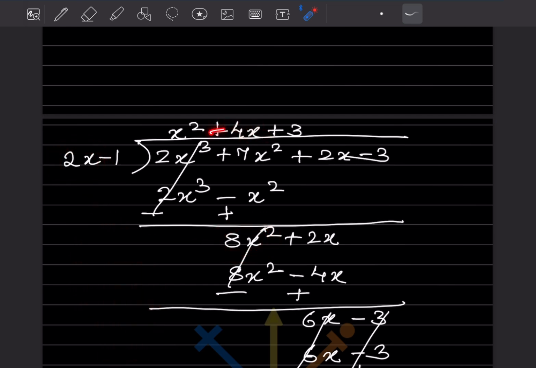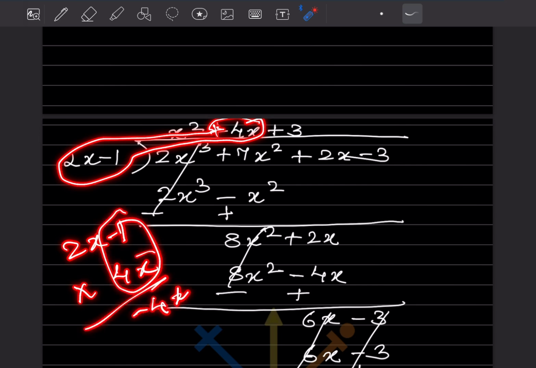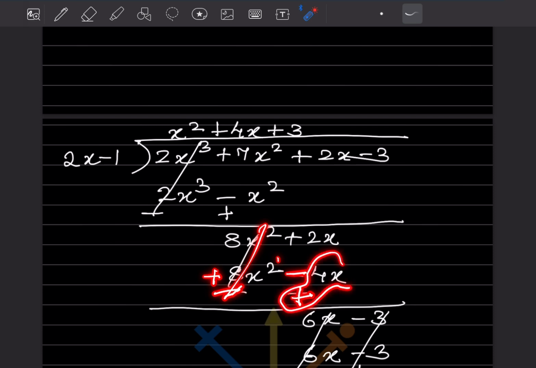Again, what will you do after writing this plus 4x? As I told you earlier, we can do it separately, 2x minus 1 into 4x. So this is going to be minus 4x, and this is going to be 8x square. So this is here 8x square minus 4x. So again here is plus, so this will be minus, here is minus, so this is going to be plus. So this and this get cancelled. Look at the new sign. Plus 2x plus 4x, that is going to be 6x.